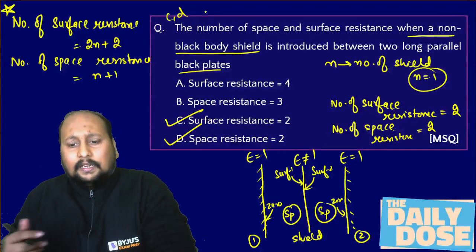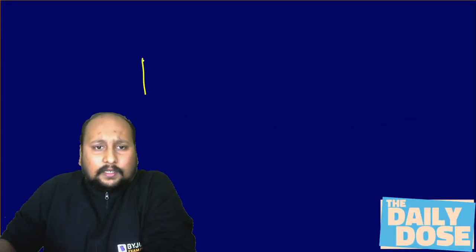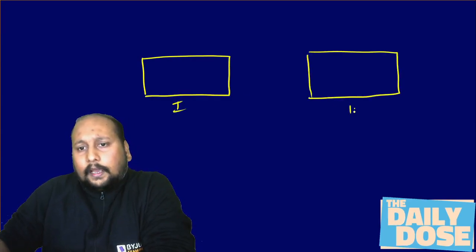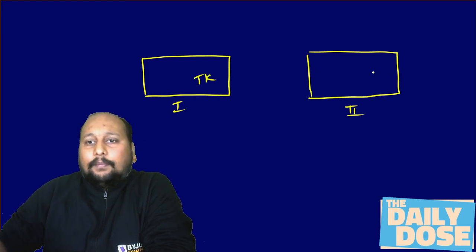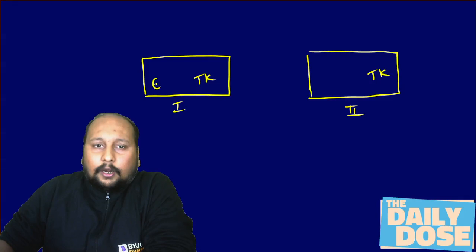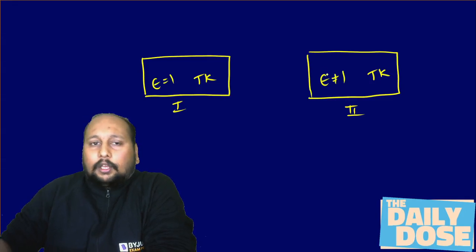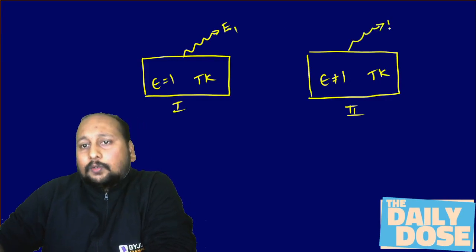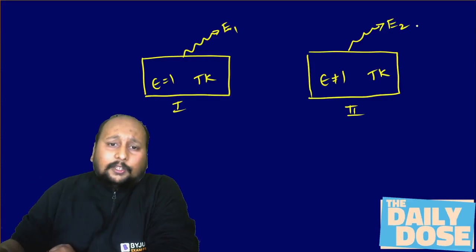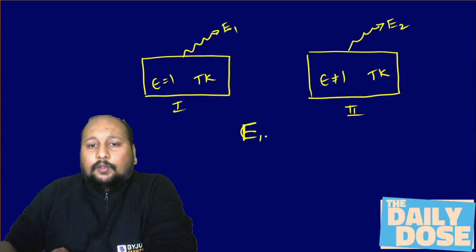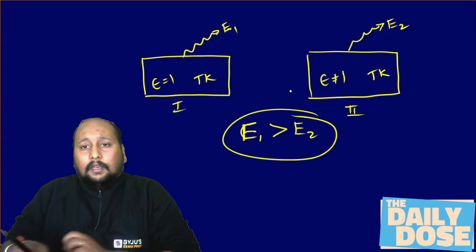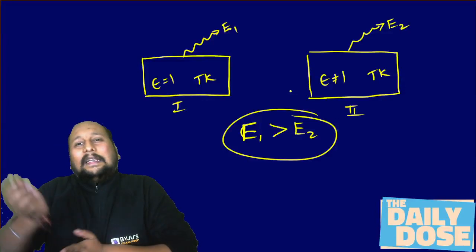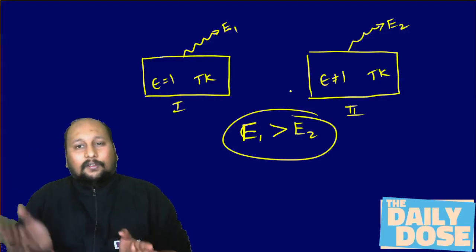And we know, very interestingly, that if you have 2 surfaces, let us suppose this is surface 1 and this is surface 2, right? And both surfaces are kept at the same temperature, T Kelvin. But this is a black body and this is a non-black body. So if we have E1 emission from here and E2 emission from the second surface, both kept at the same temperature, we can surely say that the emission from surface 1 will be more than that from surface 2. The reason being, surface 2 is a non-black body, so it will have a surface resistance which will be decreasing the amount of emission from that surface.